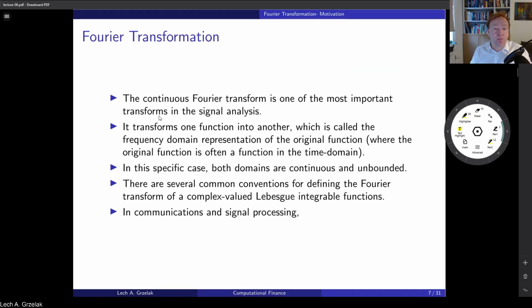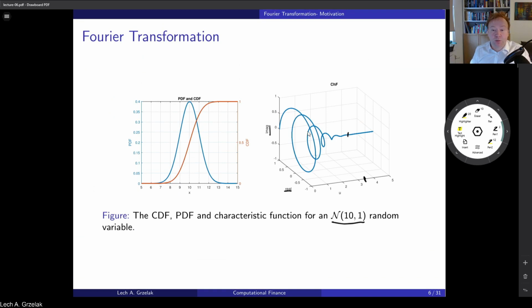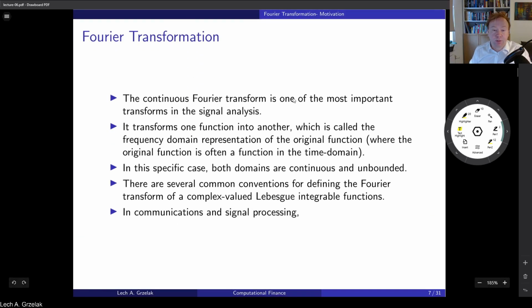Okay, a few important points. The continuous Fourier transform is one of the most important transforms in signal analysis. This is something I have already mentioned. It transforms one function into another one, which is called the frequency domain representation. So we can actually switch from this density to this Fourier space, and this depends, of course, on the frequency of your characteristic function. You can see this wavy kind of behavior. In the specific case, both domains are continuous and unbounded. This is a technical condition.